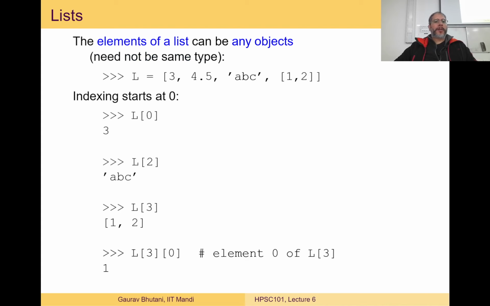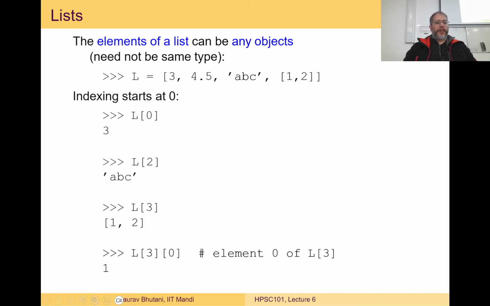Well, I've already talked about it. So elements of a list can be of any type of objects. So here the list L has 4 objects. The first one is an integer, second one is a float, third one is a string of characters, or a string, and the fourth one is a list which contains 2 integers.